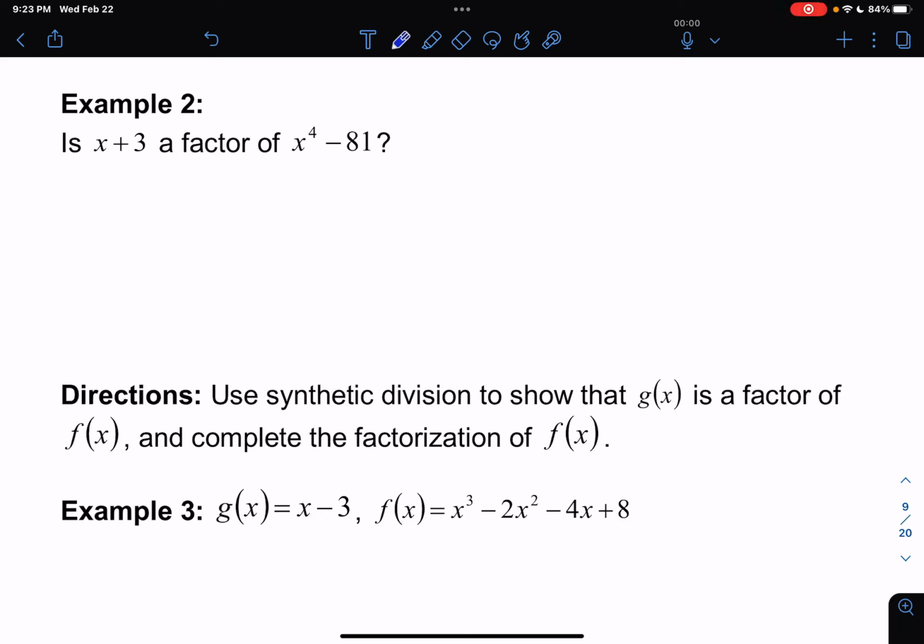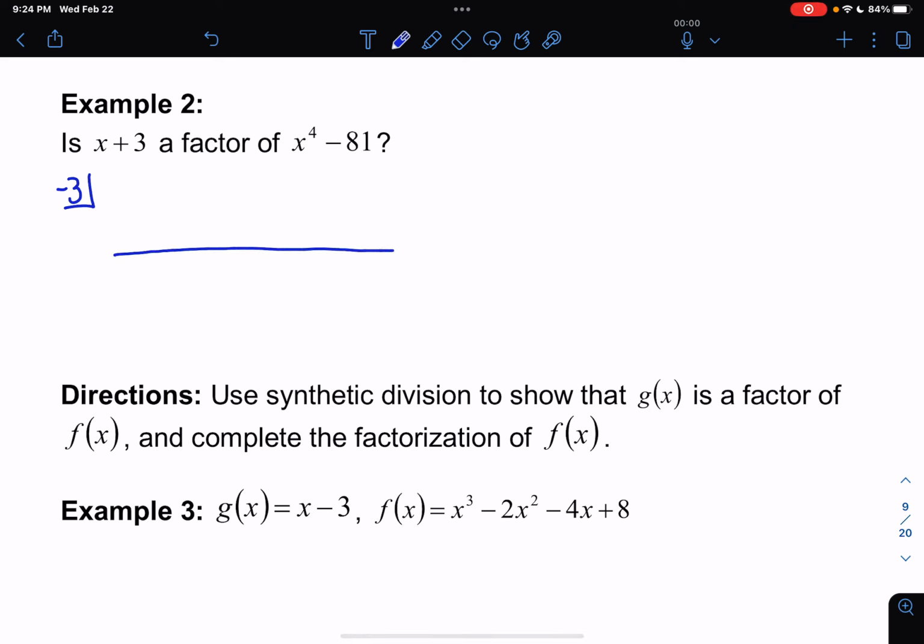In section 3.30 of polynomial functions, example number 2, we want to know, is x plus 3 a factor of x to the fourth minus 81? We can use synthetic division. If the remainder is 0, we know that x plus 3 is a factor of x to the fourth minus 81. Setting up our synthetic division, we're going to use a -3 in the setup because we want to know if x plus 3 is a factor. We put a -3, which would make that factor equal to 0.